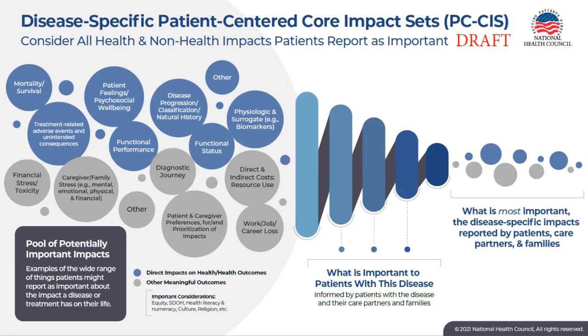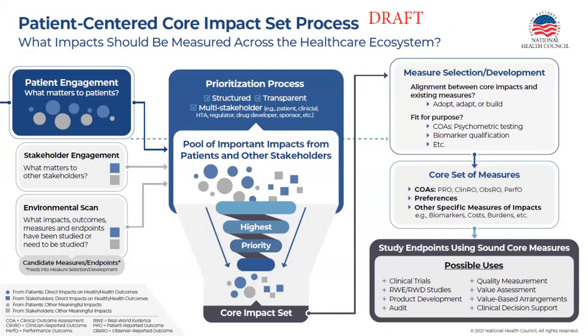Next slide, please. So if we think about how we get to a patient-centered core impact set, we have to go through a process. And this process aligns very much with what we were hearing from Michelle and from Brett. So we used patient engagement to identify what's most important to patients. And you see up in the left-hand corner here, what matters most to patients. And this is simply a carryover of what we learned from the previous slide. And then we can also gather information from other stakeholders and from the literature. And we put it into a pool of what's most important out there that we should be considering.